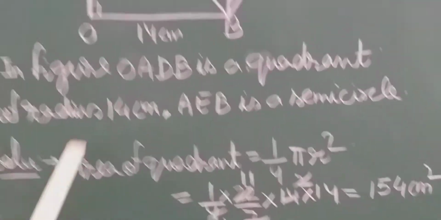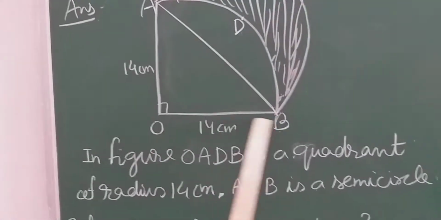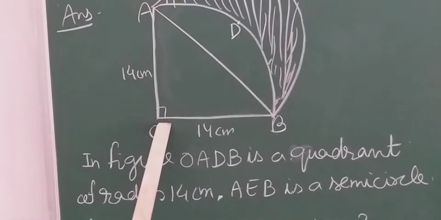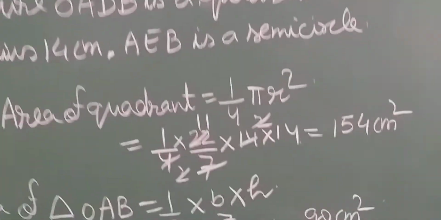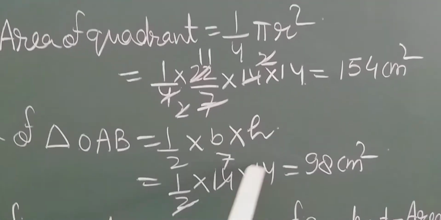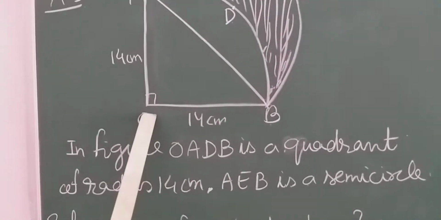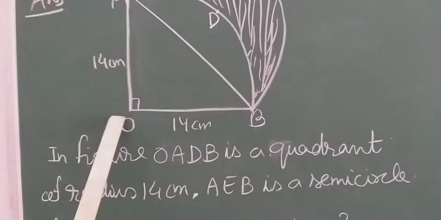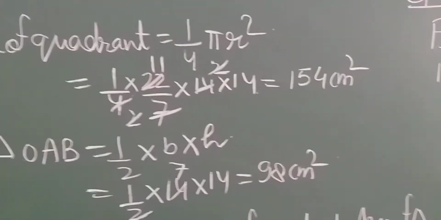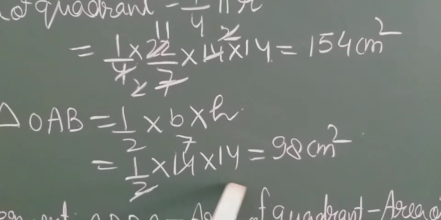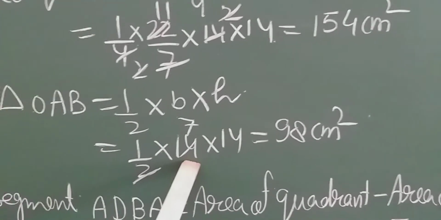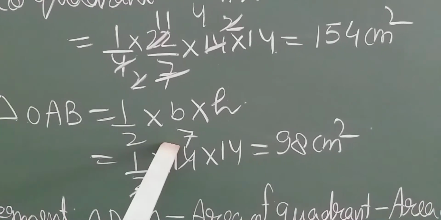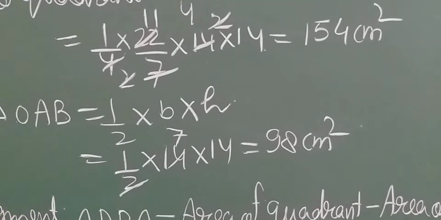Now the area of triangle OAB. It is a right angle triangle, so area of triangle is half base into height. Base is 14 centimeter, height also 14 centimeter. So half into 14 into 14, 2 sevens are 14, 14 sevens are 98 centimeter square.